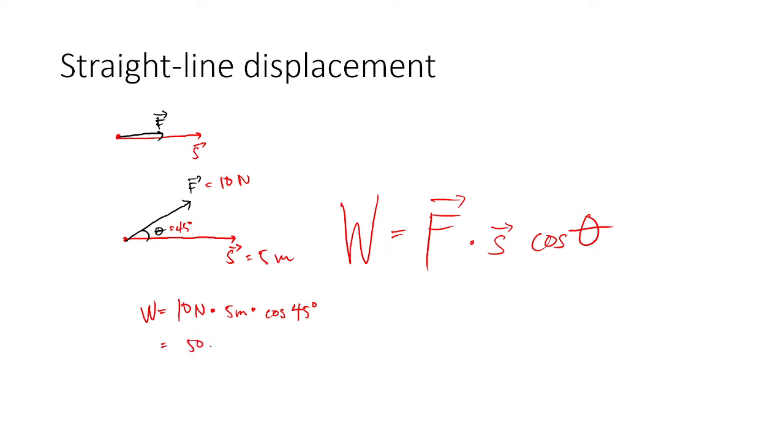So, we'll have here 50 newton meters. The cosine of 45 is just 1 half, or 0.5. Meaning to say, our work here is 25 newton meters. Okay? So that is our straight line displacement. We just need to account for our straight line displacement, our S, as being on the x-axis. So we will have a cosine here. Okay.